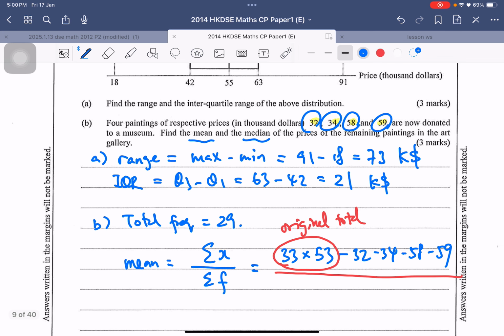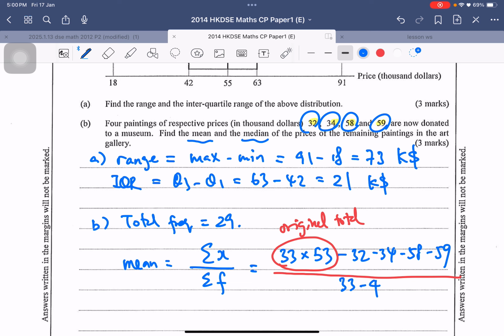What is the total frequency now? 29. So 33 minus 4. So the answer is 54. When you're calculating this long answer, make sure you calculate it twice. So the answer is 54. That is our new mean.